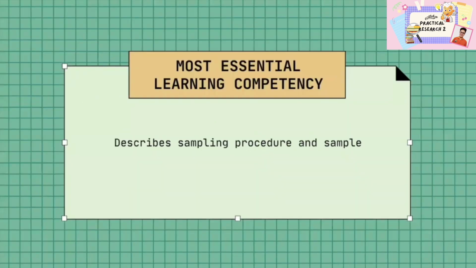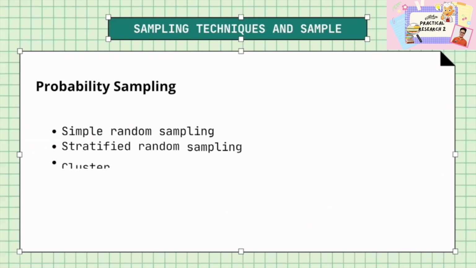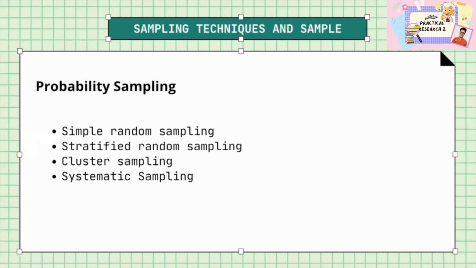Next, we have the second most essential learning competency. Describe sampling procedure and sample or respondents of the study. Here, you may choose one of the following, and actually not just one. It may be a combination of the following sampling techniques that I will be discussing with you.